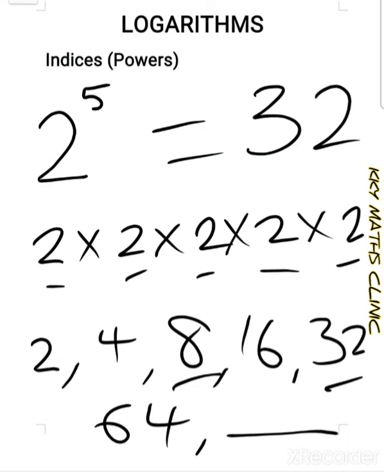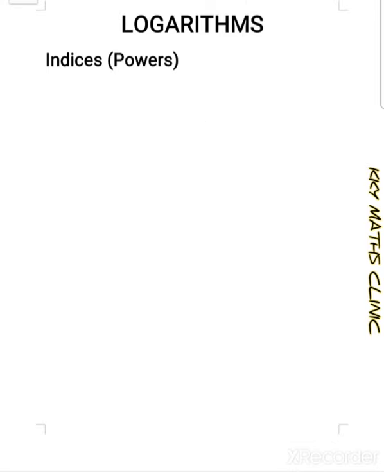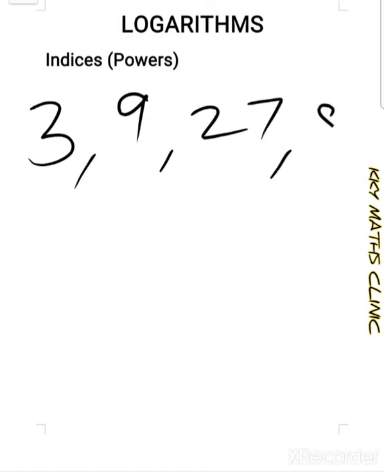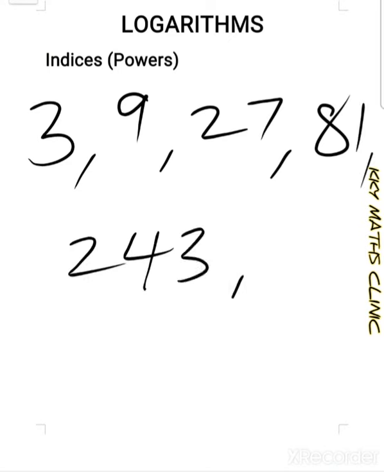Okay, I'll quickly remind you of some other powers before we move ahead to logarithms. For instance, the powers of 3: I have 3, 3 times 3 is 9, times 3 is 27, times 3 is 81, times 3 is 243, and the list goes on. Powers of 5, I can have 5, 25, 125, 625, and the list goes on.